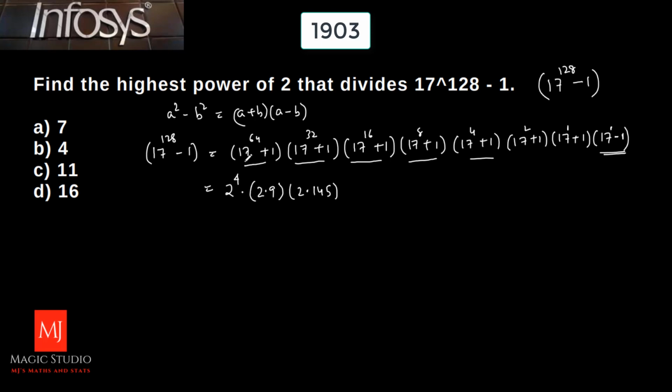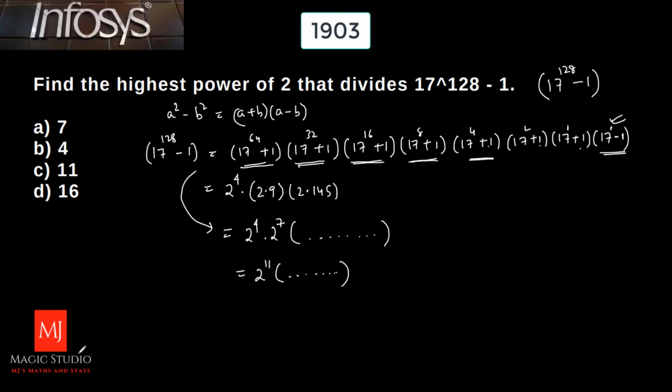17 to the power anything will end up being an odd number, and an odd number plus 1 will be an even number. When divided by 2, it will again give an odd number, as we can see. So every factor would be divisible by 2. So we have 1, 2, 3, 4, 5, 6, 7, 7 of these factors, and this is 16. So eventually we can write this as 2 to the power 4 into 2 to the power 7 into something. So 17 to the power 128 minus 1 is equal to 2 to the power 11 into something. So the highest power of 2 that divides 17 to the power 128 minus 1 is 11.